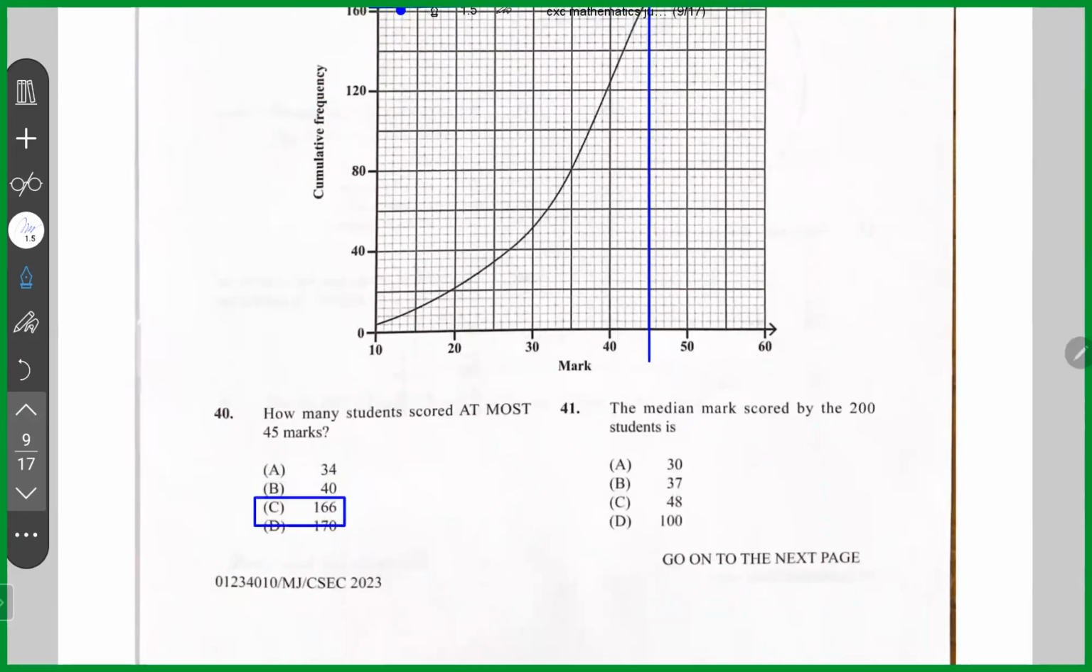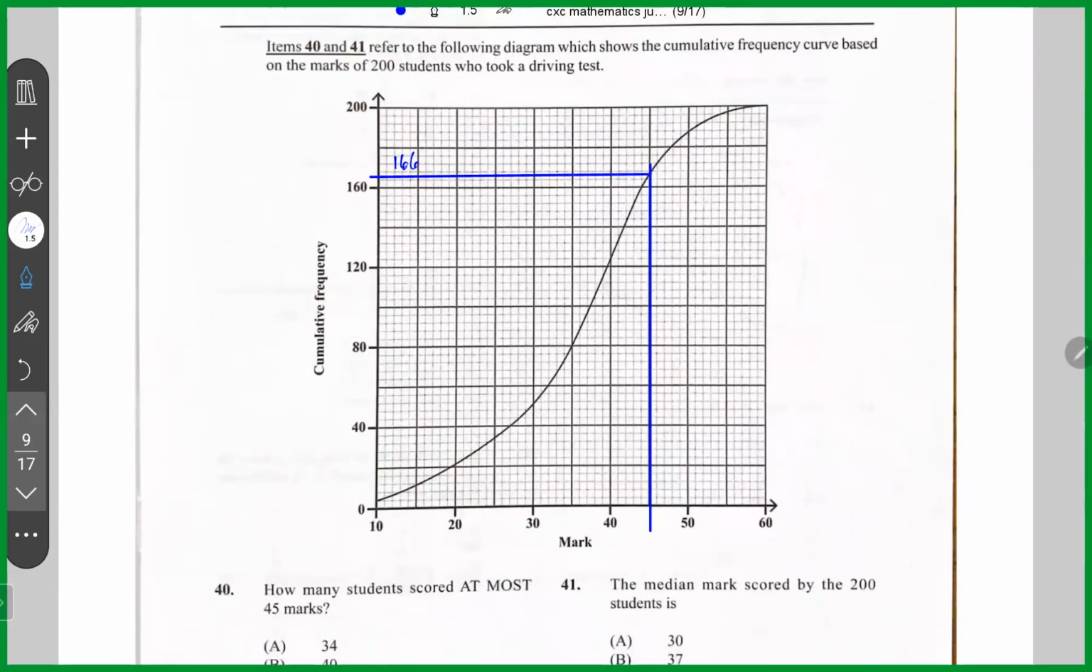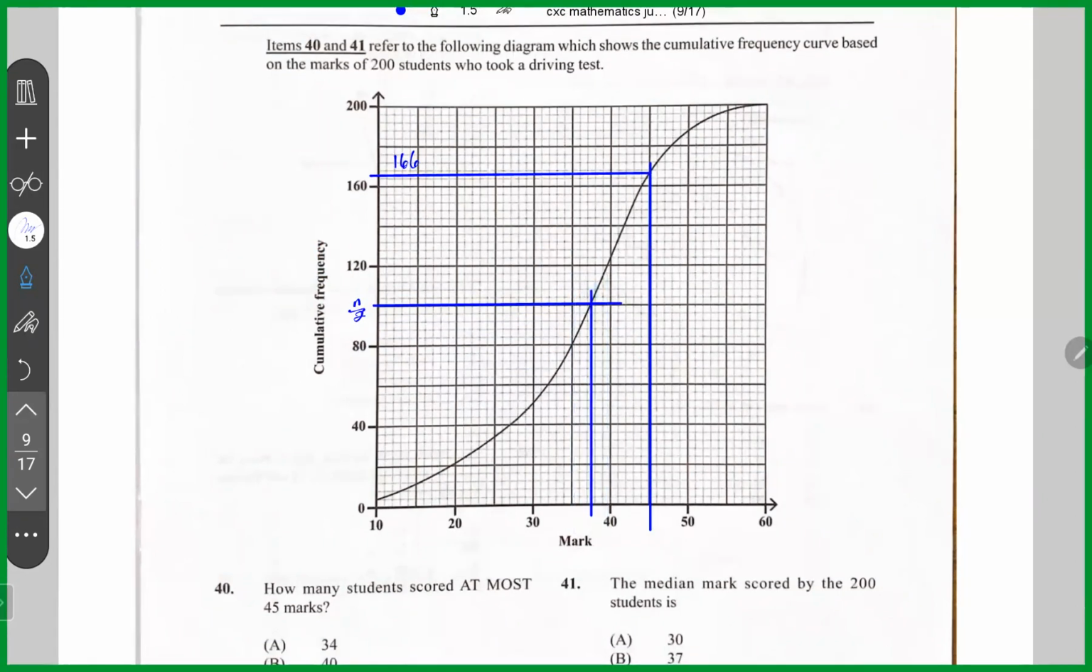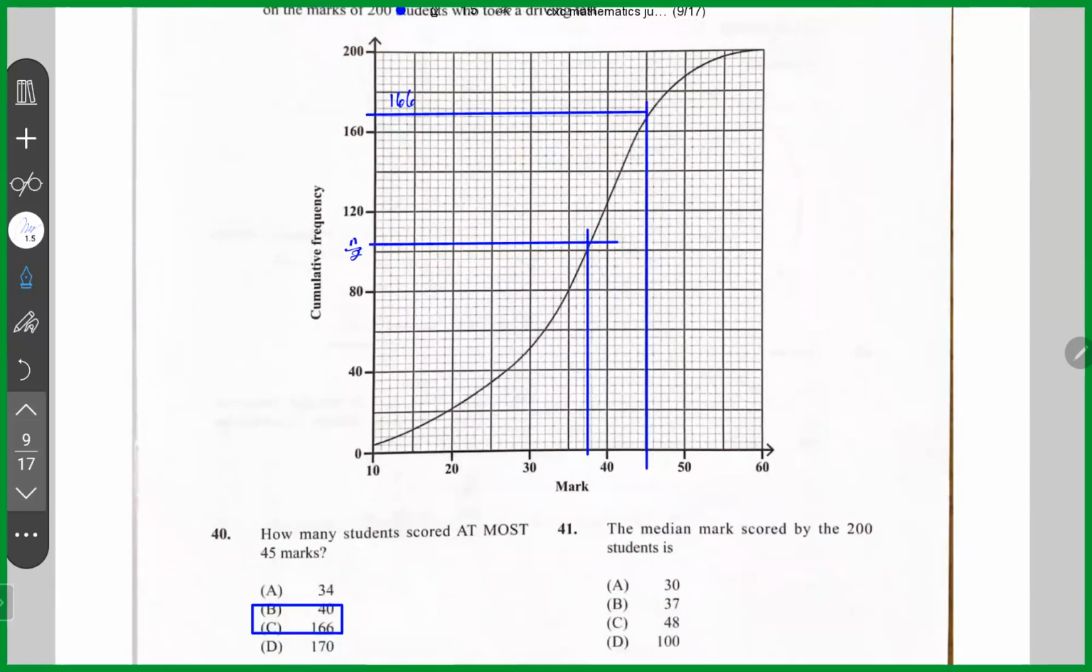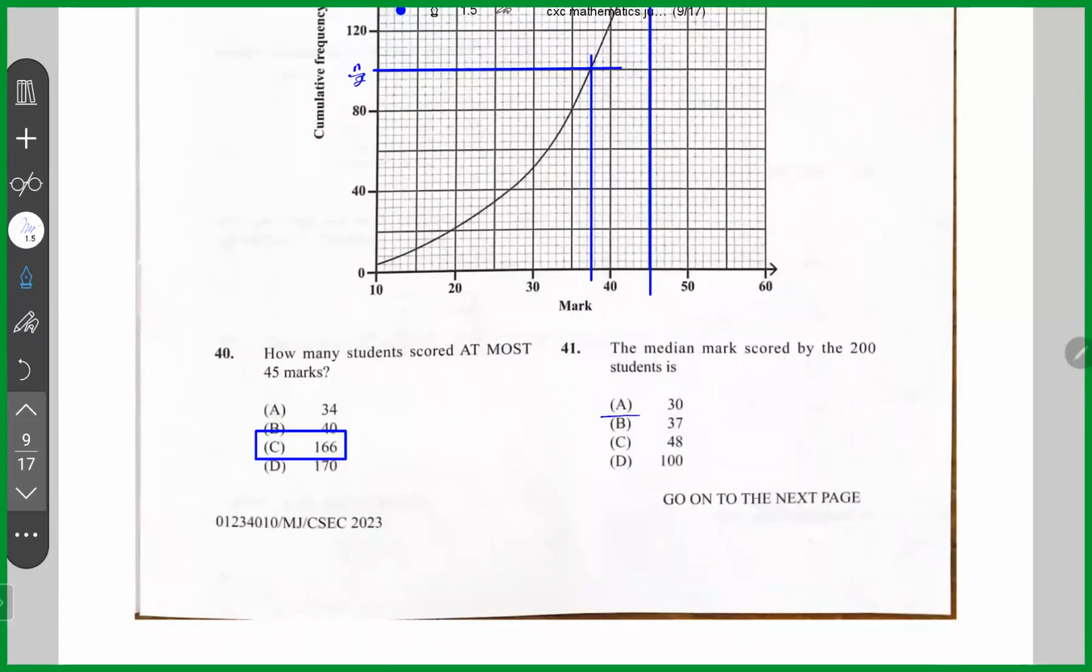41, the median. So the median would be the mark of this person in the middle. So the person in the middle would be person number 100. Come across, then go down. All right, that's what it looks like. 37.5. All right, 37. Let's work with 37.